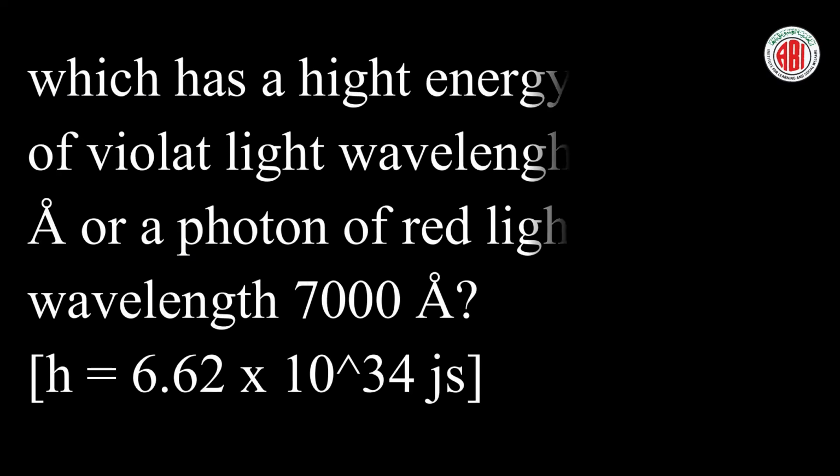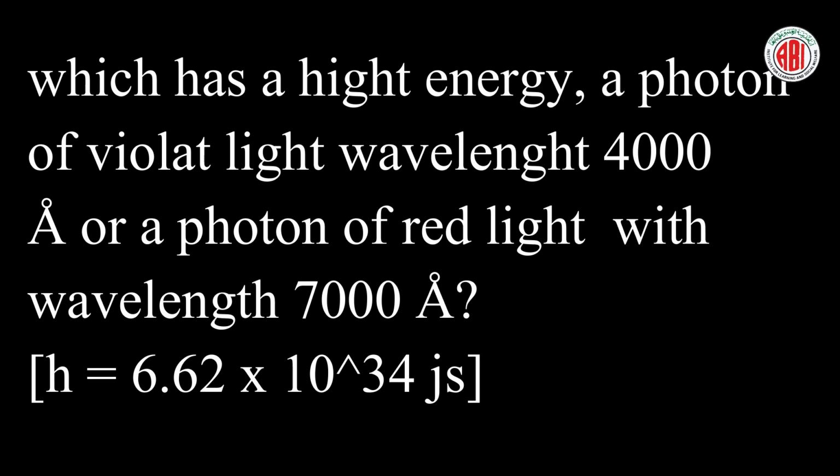Now look at this question, guys. Which one has the higher energy, a photon of violet light with wavelength 4000 Angstrom or a photon of red light with wavelength 7000 Angstrom? Here the value of Planck's constant is given in joule second. Let us see how to solve this problem.